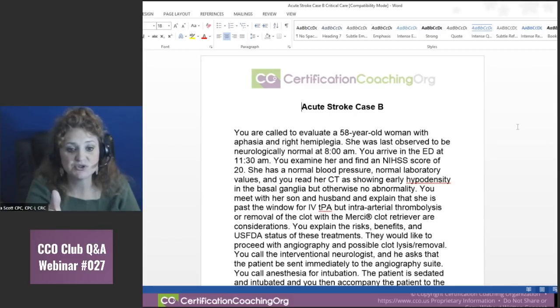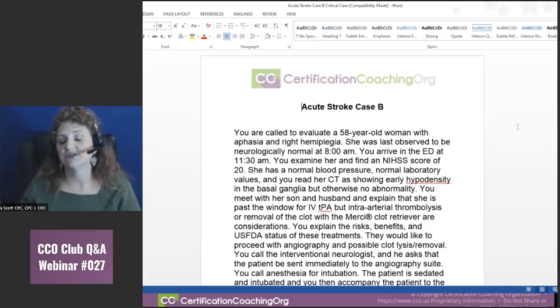We're going to see their scores of 20. Everything looks pretty good. The scans, okay, nothing's jumping out at me except that you meet with her son and husband. Okay, can she verbalize? No, because she has right hemiplegia on her extremities and she has aphasia. Okay, and you explain that she is past the window for the TPA.